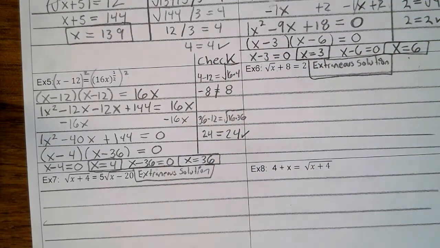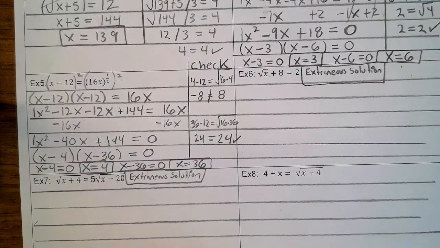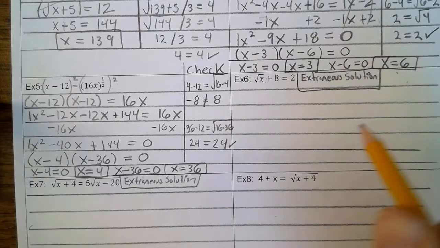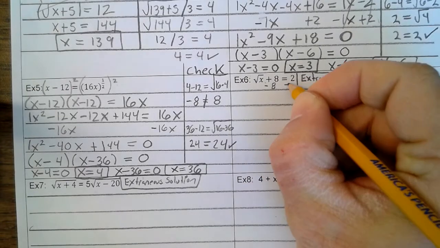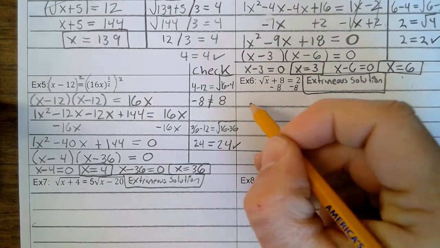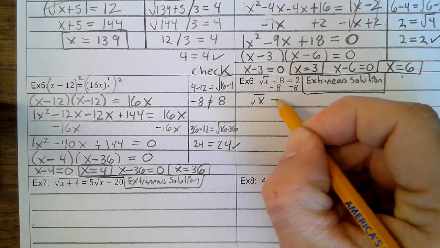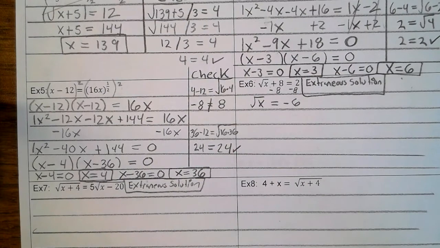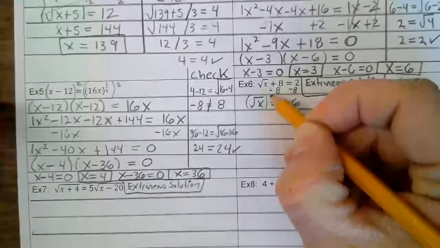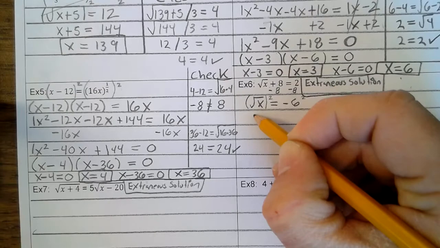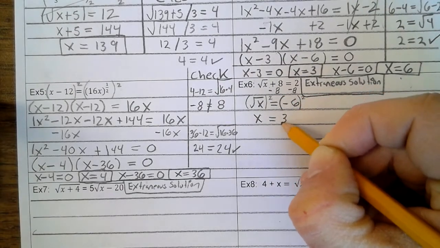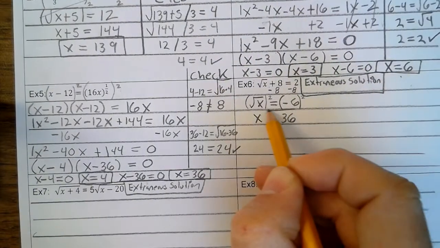All right, so now let's look at example 6. The square root's not isolated, so we're going to subtract 8 from both sides. So then you get the square root of x equals negative 6. We square both sides. So then you get x equals, and whenever you square a negative number, it should be in parentheses, positive 36. Okay, and then we're going to check.